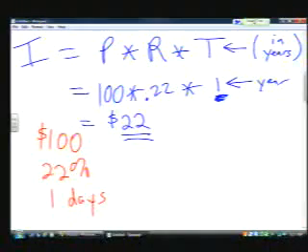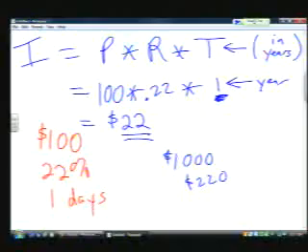Now, there's a lot of credit cards that are 22%. There's even some credit cards that are 29.9. But so a 22% credit card, you'd have to pay $22 in a year's time. That doesn't sound like too much, but watch what happens if you start messing that up. If you borrowed $1,000, that would be $220. You can see how it can get out of hand.